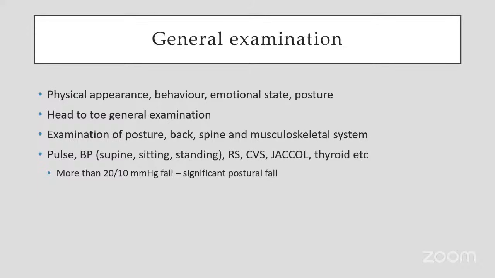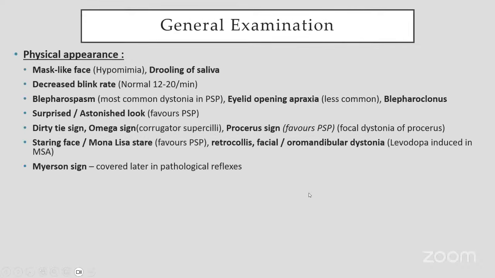Physical appearance, and then behavior, emotional state, as I told about the blood pressure. In general examination, they may have these mask-like faces. In PD, we see that. And drooling of saliva, as I already told, PSP patients have continuous drooling of saliva. And there is a decreased blink rate. Normal is 12 to 20. And PSP patients may have blepharospasm, where they will not be able to open the eyes.